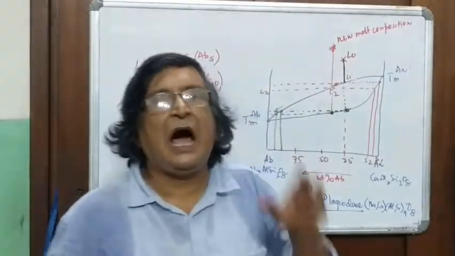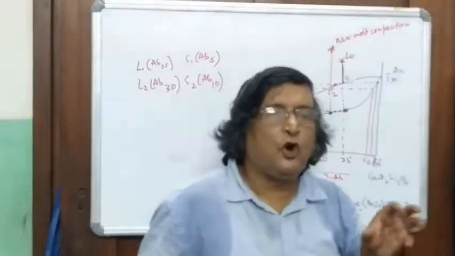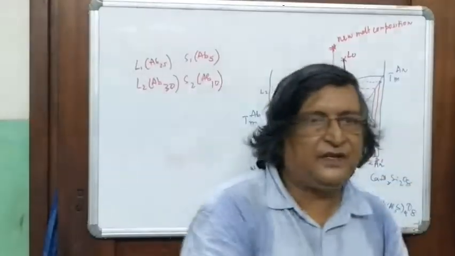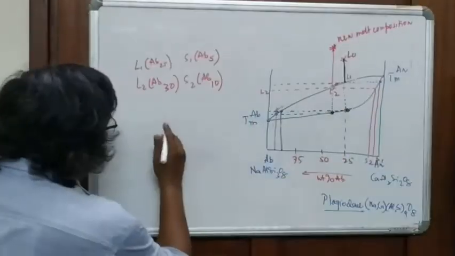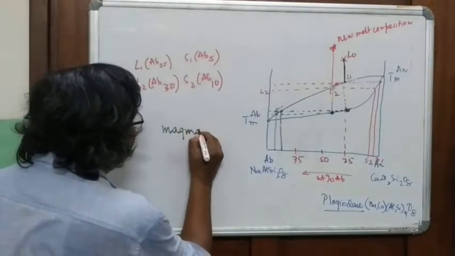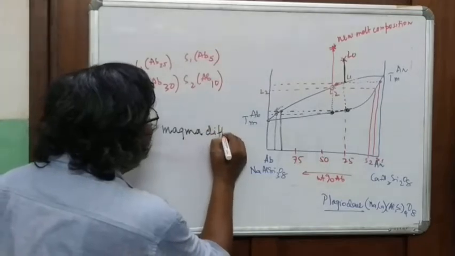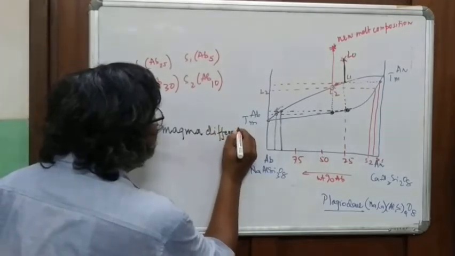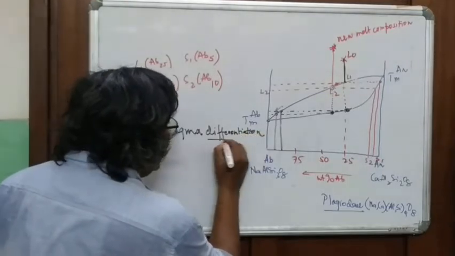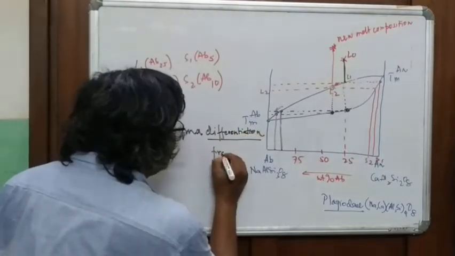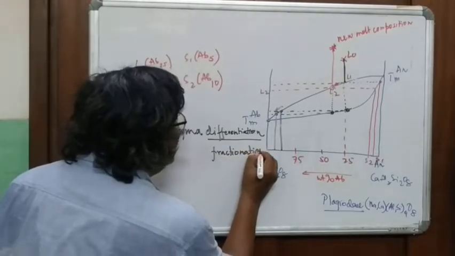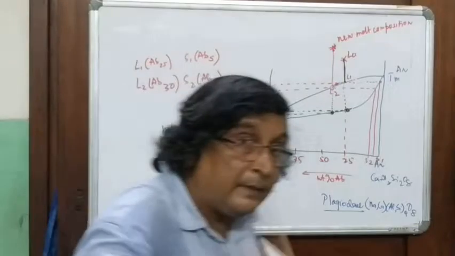This process is called crystal fractionation. And the outcome of this crystal fractionation is what is called magma differentiation. Now, differentiation and fractionation, these are not synonymous terms.